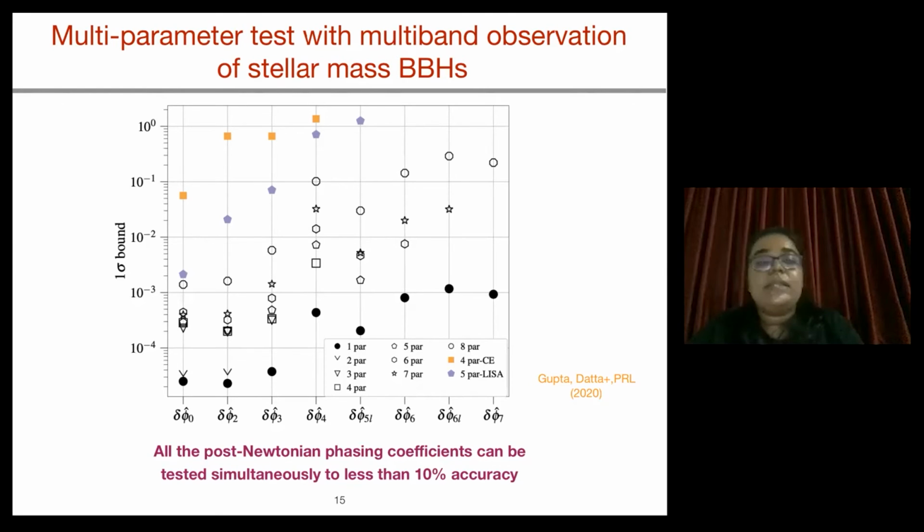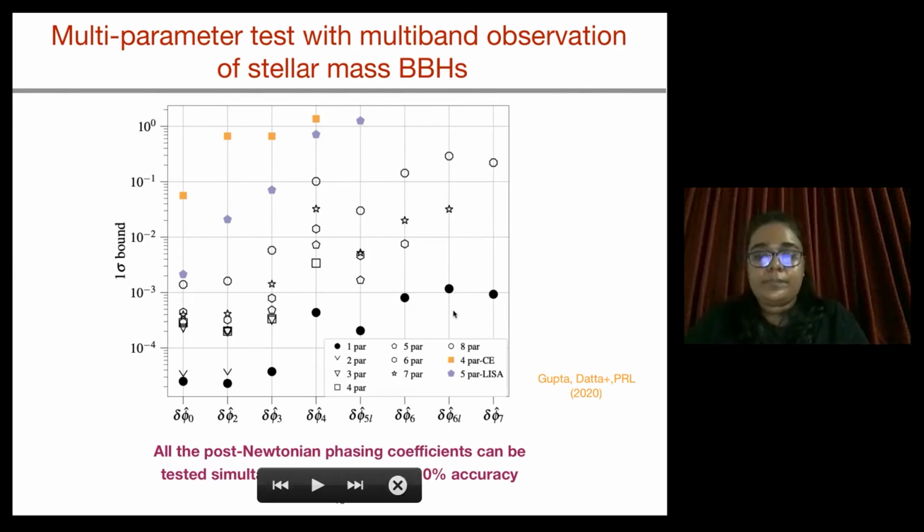Even if you had taken golden binaries, the systems that are best sensitive to LISA and CE, and tried to perform multi-parameter tests with them separately, their bounds are much worse. These are denoted by these orange and purple marks. They are still much worse than what you get from the 8 parameter test after doing multibanding. So this could probably be the only way to do this multi-parameter test in the future.